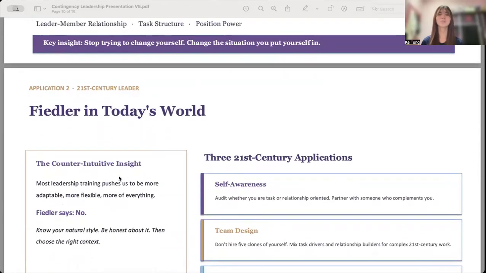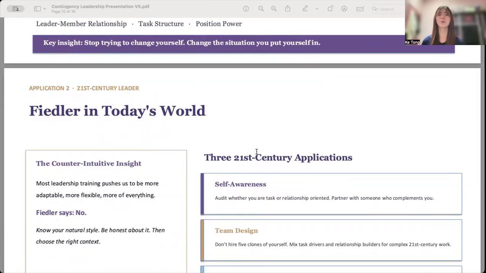Okay, so we stop trying to change ourselves; instead, change the situation you put yourself in. Most leadership training today focuses on teaching people to be more adaptable, more flexible. And this theory says no. Know our natural style and then be honest about where we thrive. So there are 3 practical applications.